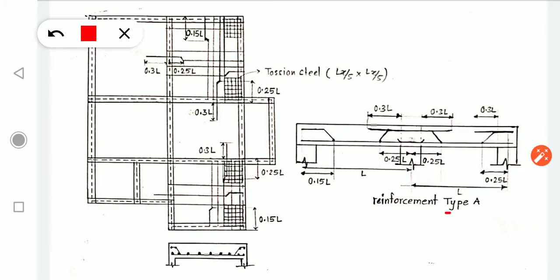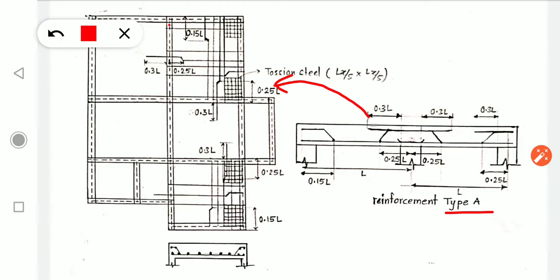There are plenty of other types given in your notebook and in various reference books. You can go through them. Shah Karve is the best book which I referred to give you the detailing here. Now let's come to this plan. Where am I applying this knowledge? On the structural plan, for the whole structure plan.